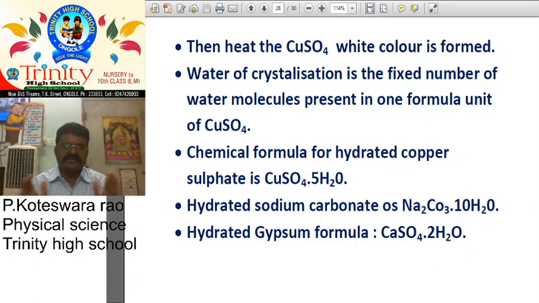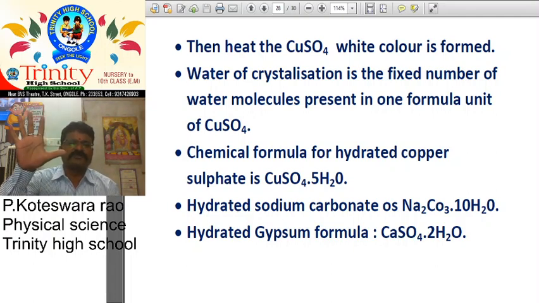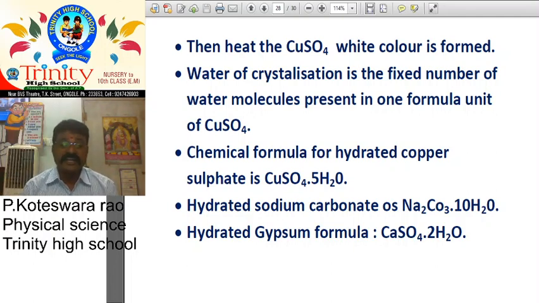All crystals do not contain the same number of water molecules. Do you know? Copper sulfate consists of only 5 water molecules. Chemical formula for hydrated copper sulfate. Hydrated copper sulfate, how many water molecules? 5. That's why hydrated. Hydrated sodium carbonate, 10 water molecules, Na2CO3 10H2O. Hydrated gypsum, CaSO4 2H2O.